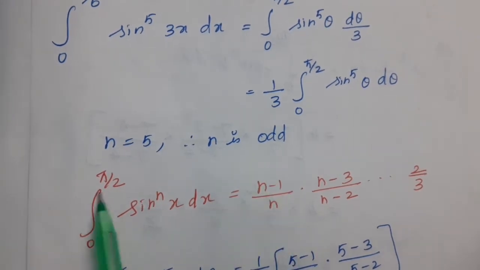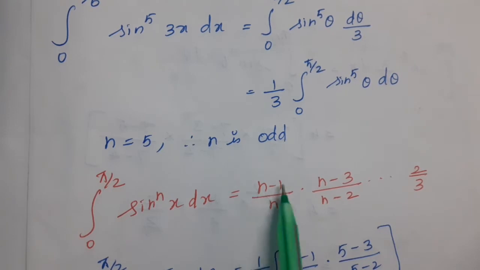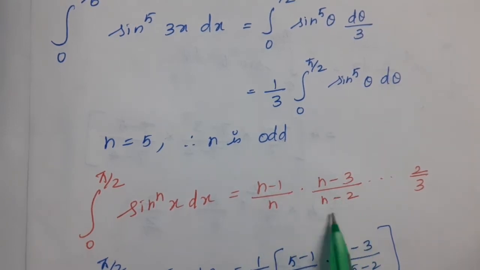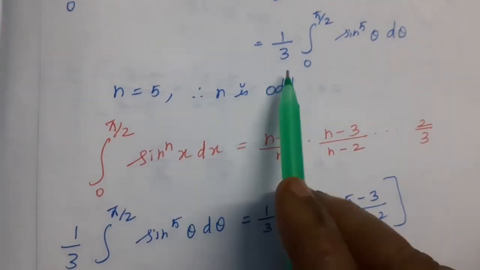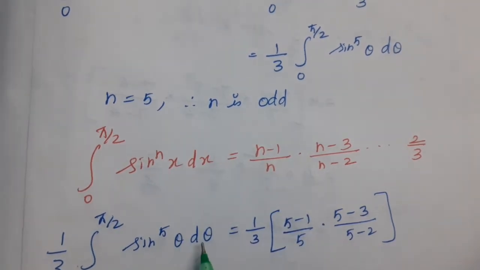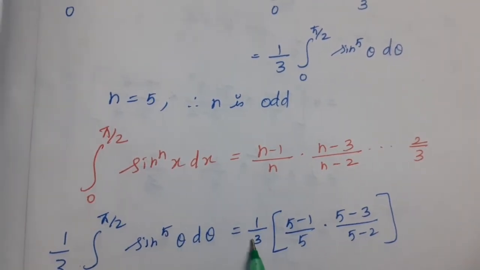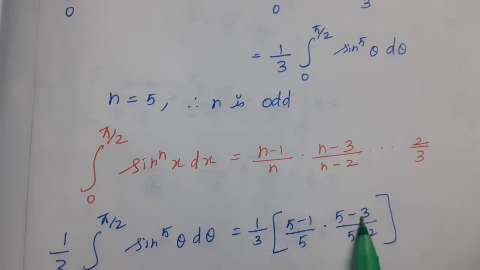What is the formula? Integral of 0 to pi by 2 sin power n x dx is equal to n minus 1 by n into n minus 3 by n minus 2, and so on up to 2 by 3. You want to substitute up to 2 by 3. So, rewriting the question, 1 by 3 into the integral 0 to pi by 2 of sin power 5 theta d theta equals 1 by 3 into 5 minus 1 by 5 into 5 minus 3 by 5 minus 2, because 5 minus 3 is what?